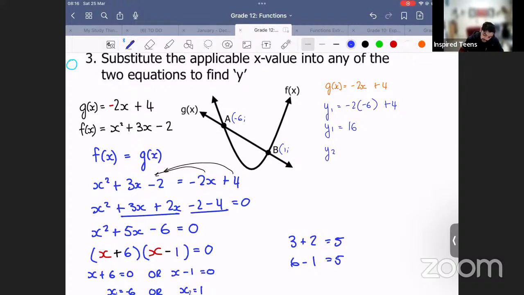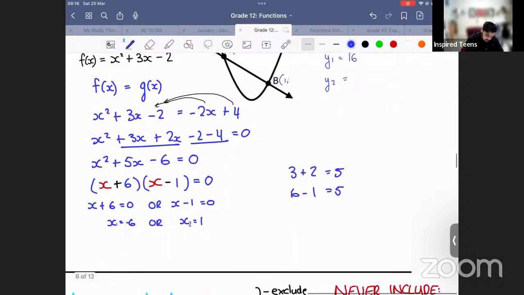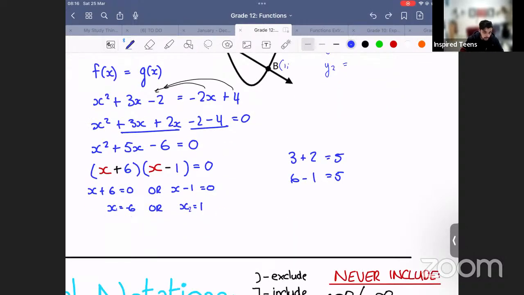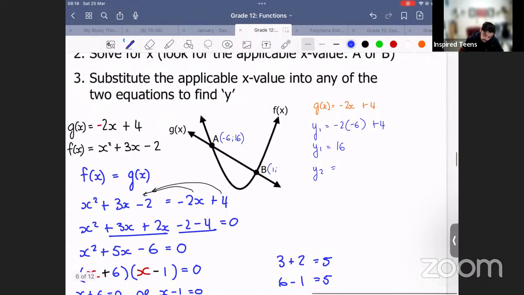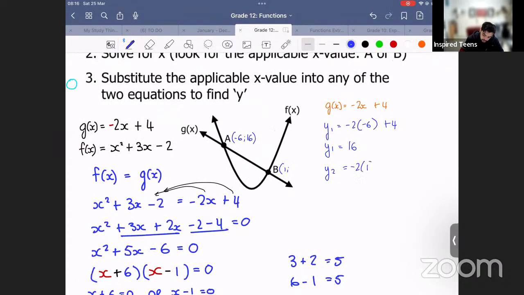How do I get y2? I substituted x1 and I got the y1 coordinate. Now I can substitute x2 and I'm going to get the y2 coordinate. This we said is 16. So -2 times 1 plus 4. y2 is equal to -2 plus 4, which is positive 2.